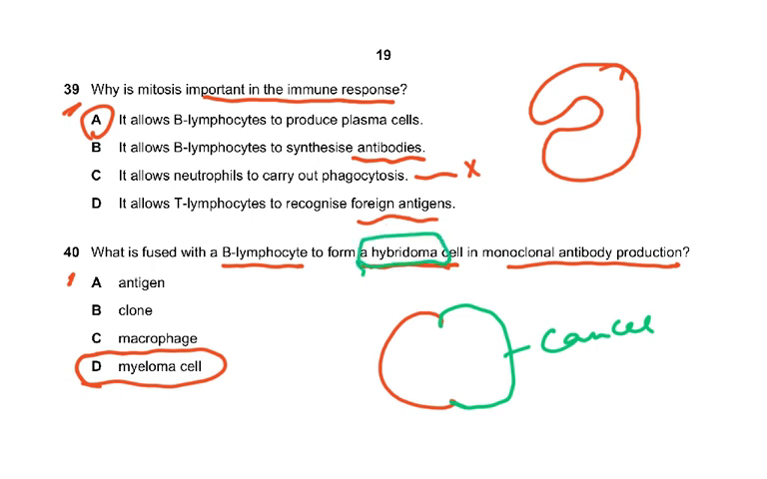And of course, these cells become immortal because cancer cells are immortal, and then they can keep on and on producing antibodies for us, which we need. Because what do we want? Monoclonal antibody production.